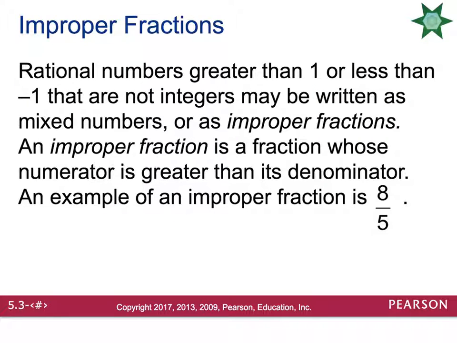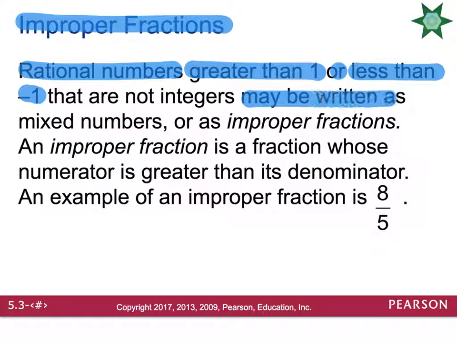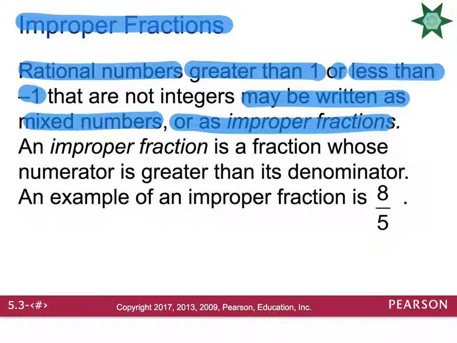Now let's talk about improper fractions. If we have a rational number, a fraction, that's greater than 1 or less than minus 1, we can write those as mixed numbers or as improper fractions.